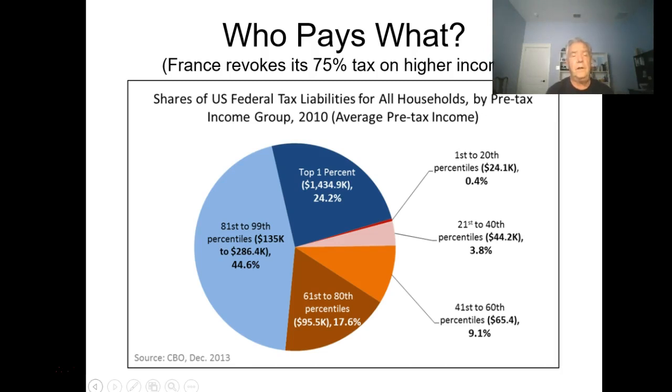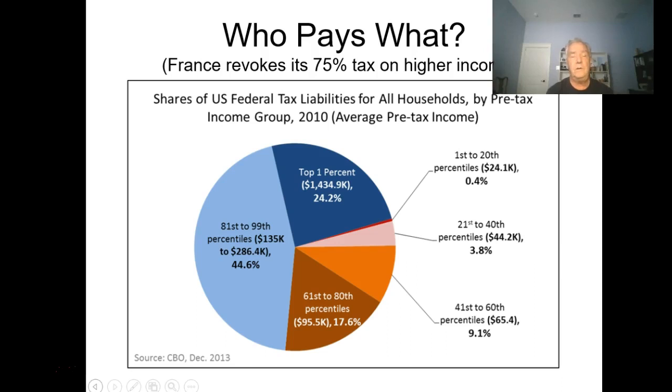So then let's look at the top group. Top 1%, average income $1.4 million a year. They pay 24.2% of the money going to the federal government. Now, judge for yourself, form your own opinion, but because of our progressive tax system, they are paying a lot of money into the government.